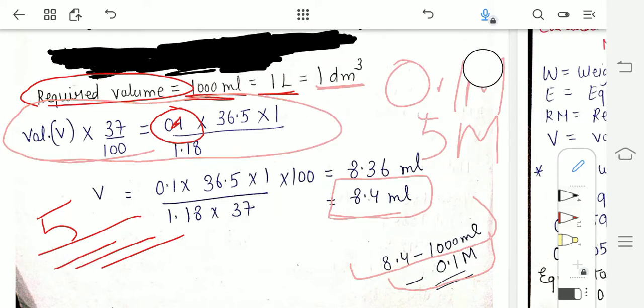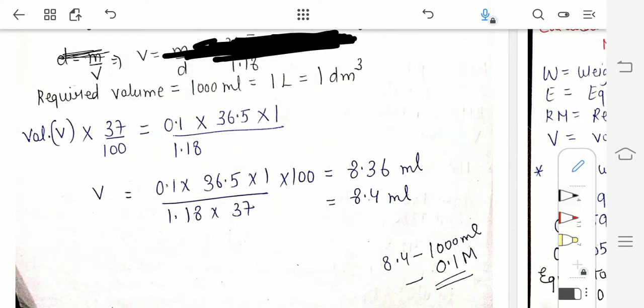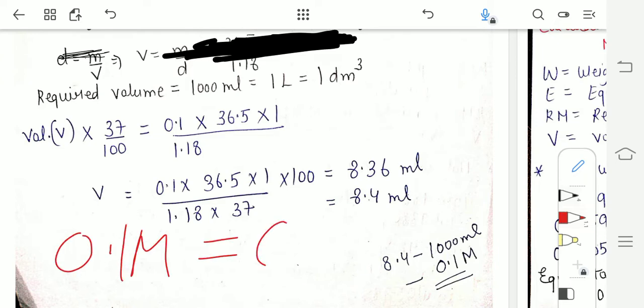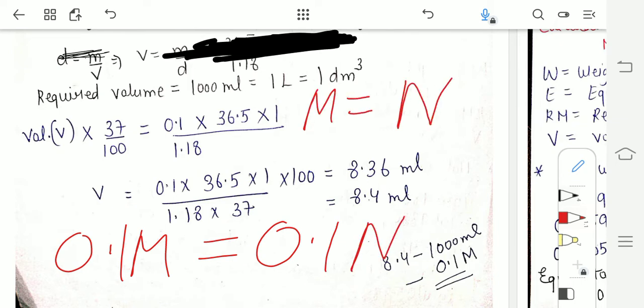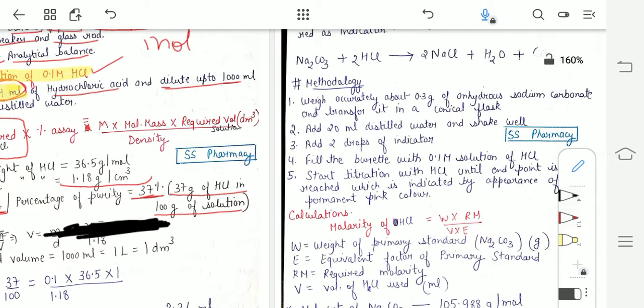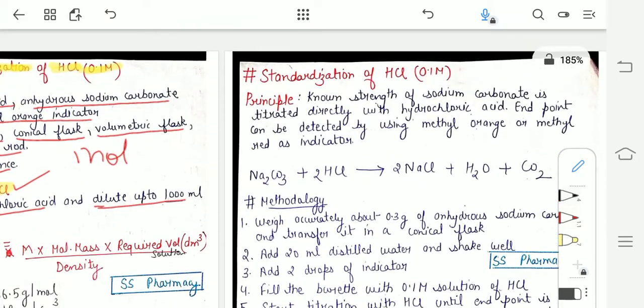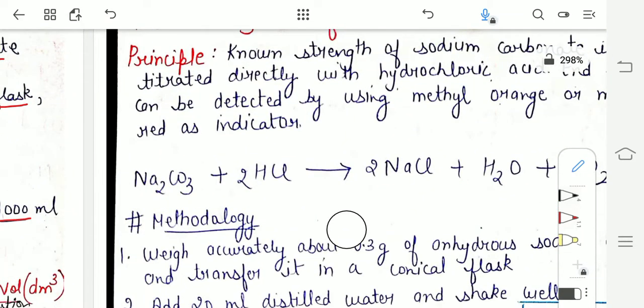Up to here, we have prepared a 0.1 M solution of our HCl, and the same 0.1 M solution can also be known as the 0.1 N solution of HCl, because the molar as well as the normal solutions of HCl have the same strength. Now let us begin with the next part, which is the standardization of 0.1 M HCl.